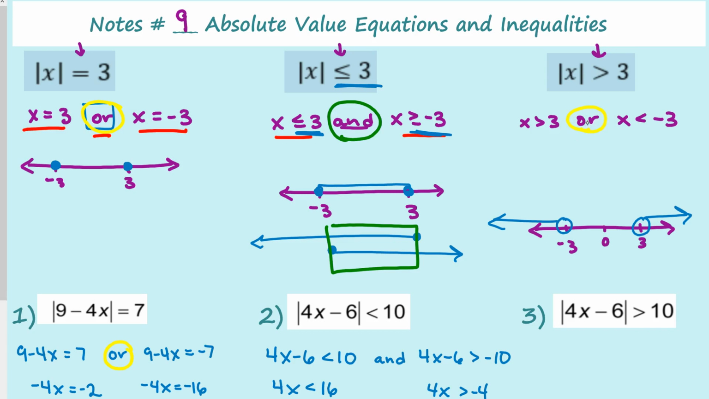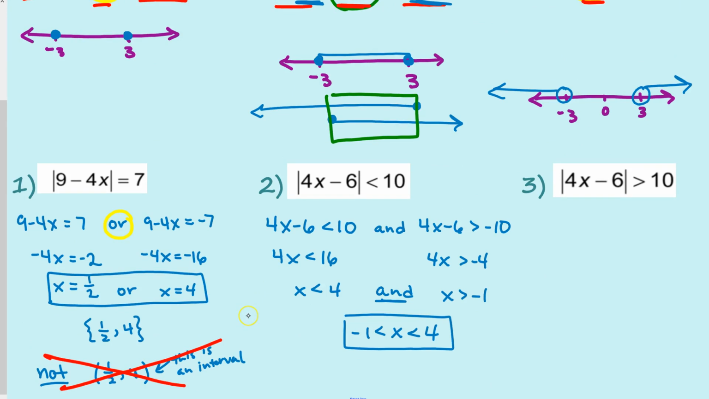So I have a shortcut for remembering this. If I see less than, I think of it as less than, and that reminds me to use and. And if I see greater than, I think of it as greater, and that reminds me to use an or. Less than and greater. So let's go down and do number 3.